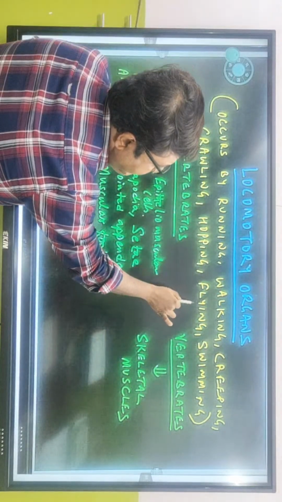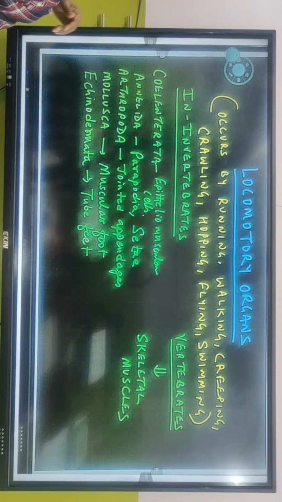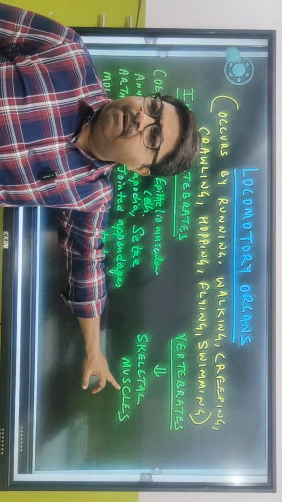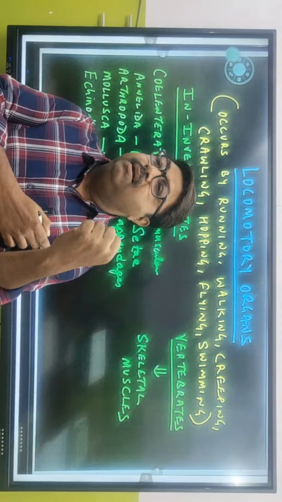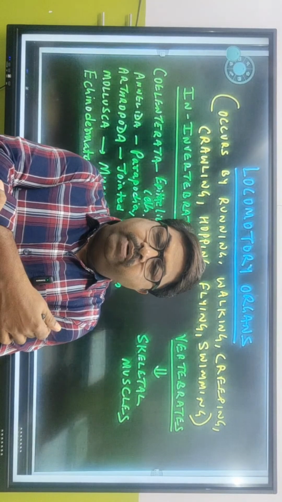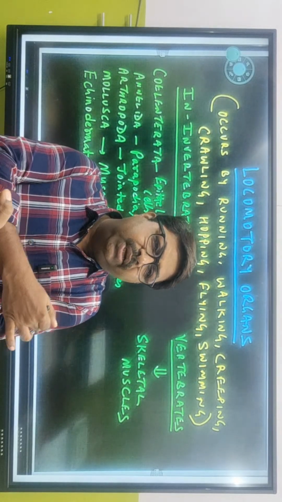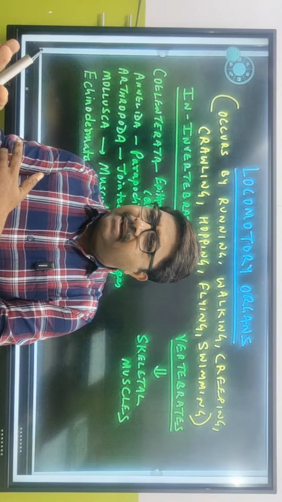So crawling, hopping, flying, swimming is all done by what? Locomotory organs. In invertebrates and in vertebrates. Vertebrates में किस तरह से होगा? By the help of what is the meaning of skeletal muscles? The muscles which are present over the bones. So skeletal muscles are those muscles which are in contact with the bones, and those muscles are called skeletal muscles.